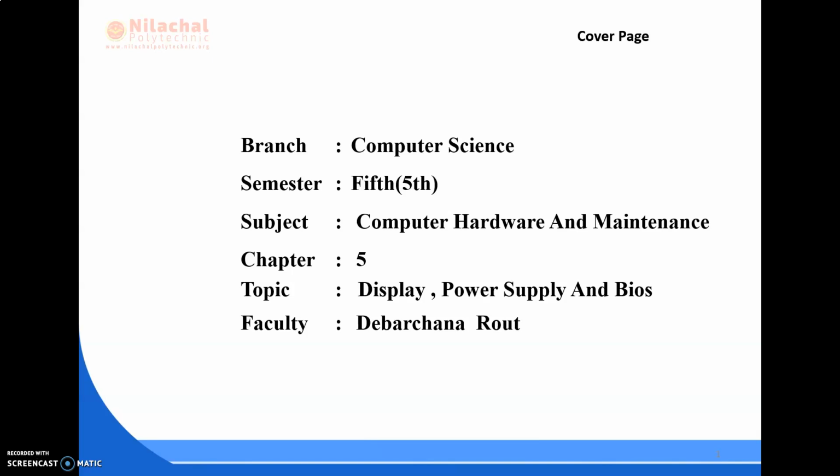We see display screens on TV, on laptops. So in the coming slides, we will be discussing the types of display and from where we get the power supply and how the display is managed, what are the different types of display and their working principle and so on. So let's start.